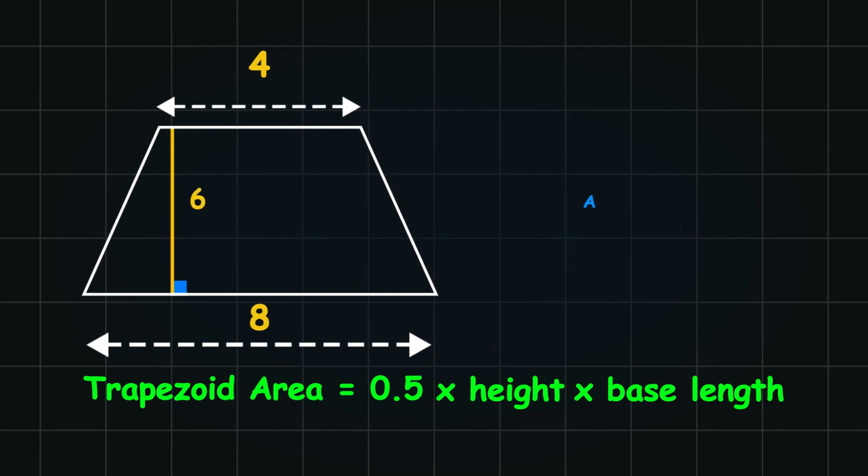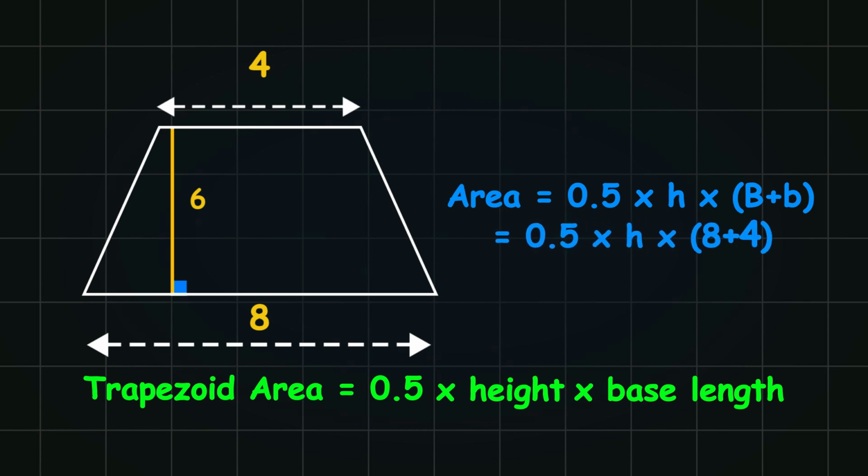So what are we going to do? We're going to want to do half times h times (b plus B). I'm just going to put parentheses because we're prioritizing that. When I put parentheses, that just means that we're going to do that first. Since the big B is 8 and lowercase b is 4, we're going to do 8 plus 4, which is 12. And now we're going to want to do 12 times a half times the height.